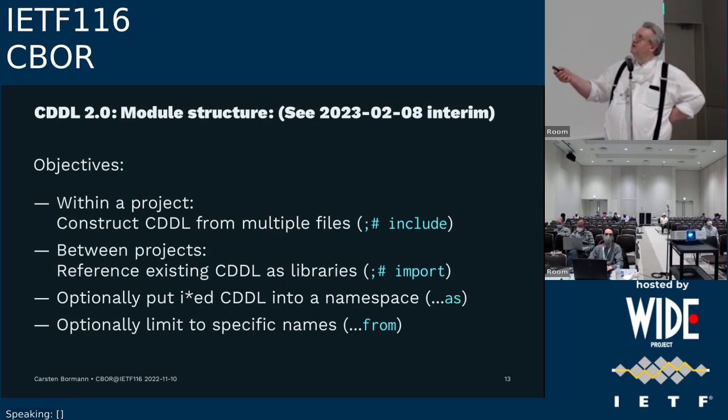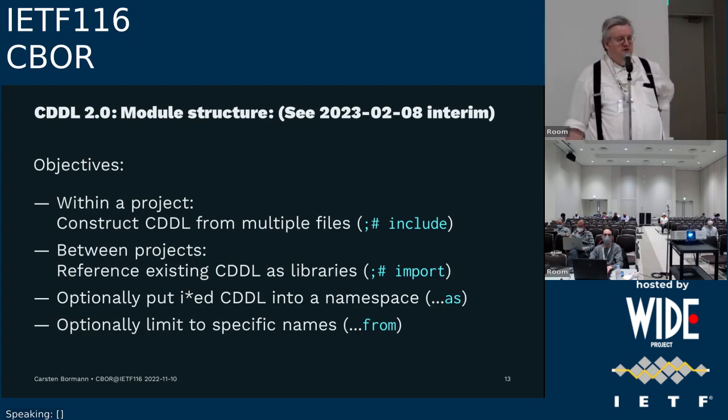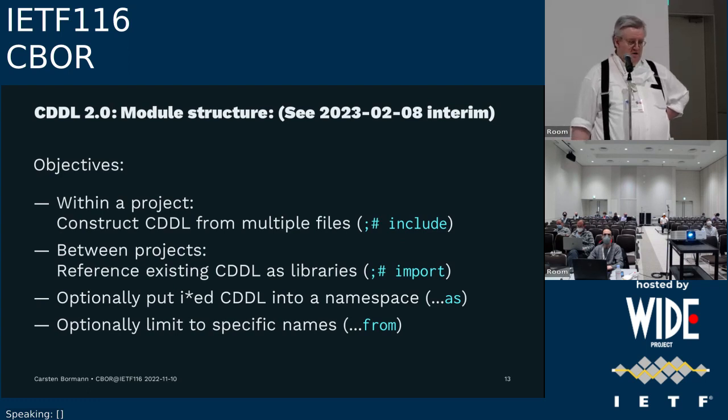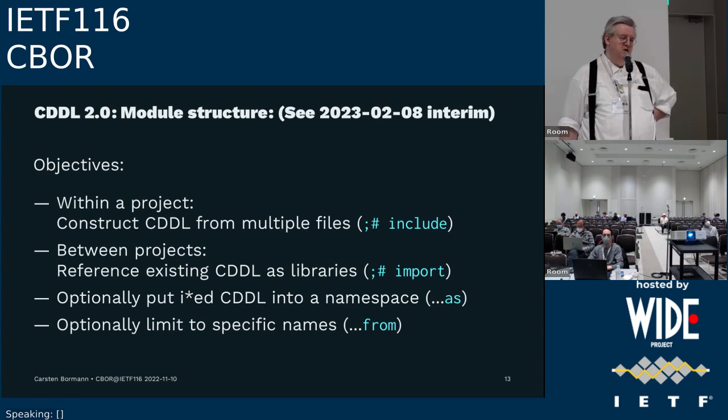So there are two different kinds of usage environments, use cases. One is within a project when you want to structure your specification into multiple files. Then you use an include construct. When you reference CDDL from a different project, you use an import construct to make sure that you only actually import what you need, so you don't clutter your CDDL. These import and include functions can put the included CDDL into a namespace, and we also optionally can limit the import process to specific names. So all that can be read in the document. It was discussed in detail in the February interim about that.